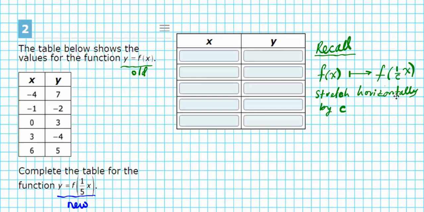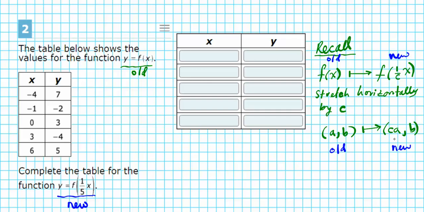What does this look like numerically? How does this transformation impact the coordinates of f of x? So let's say this is the old and this is the new, and we have coordinate representations. The old coordinates, let's say, are a, b. Under this transformation, f of 1 over c of x, it's going to become c times a, comma b. This will be our old coordinate value, and this will be our new coordinate value.